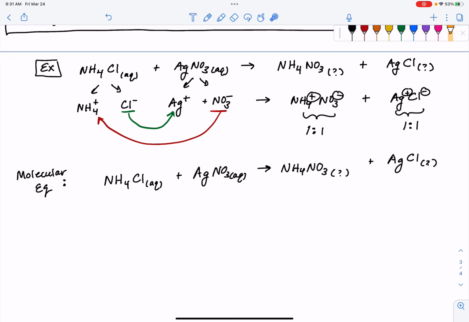Checking for balancing, 1 ammonium on my reactant side, 1 ammonium on my product side, so I am balanced there. 1 chlorine on my reactant side, 1 chlorine on my product side, I am balanced in chloride. 1 silver on my reactant side, 1 silver on my product side, I am balanced in silver. And then 1 nitrate polyatomic ion on my reactant side, 1 nitrate polyatomic ion on my product side. Looks like we're all balanced.